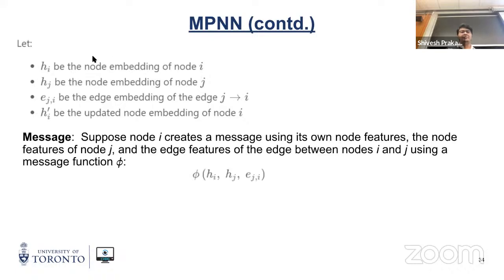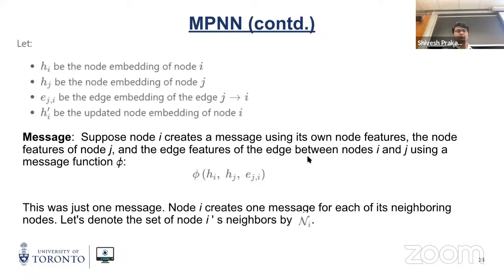For the first step, suppose node i creates a message using its own node features, the features of node j, and the edge features of the edge between nodes i and j, using a message function. This message function can be anything, like you can take an average, anything, right? So this function is our message function. This was just one message. Node i creates one message for each of its neighboring nodes. So let's denote the set of node i's neighbors by n sub i.